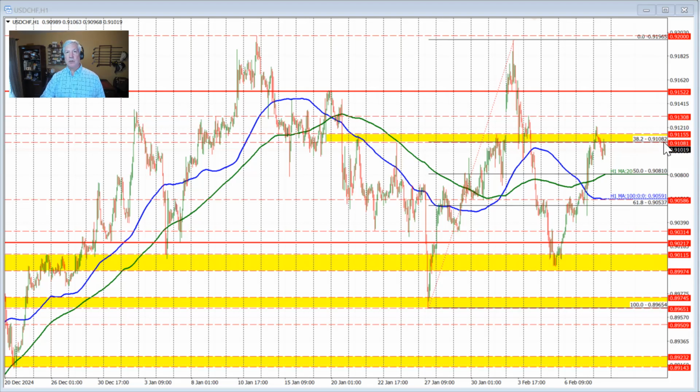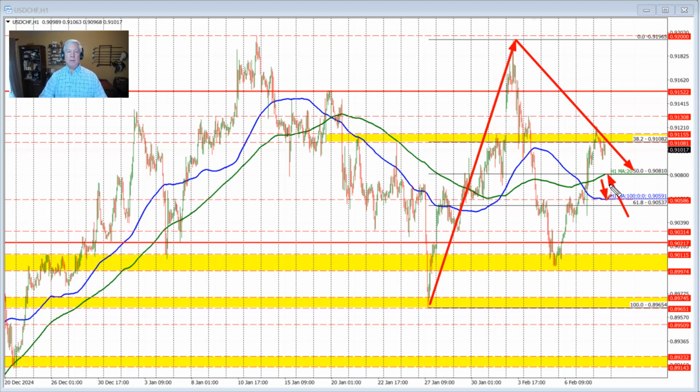That level comes between 0.9108 and 0.9115. Get above that level, it's more bullish. Stay below, and a rotation back down toward the 200-hour moving average, and 50% retracement of this move to the upside would be targeted. That level comes in at 0.90181. Move below that level, and the 100-hour moving average becomes a target.